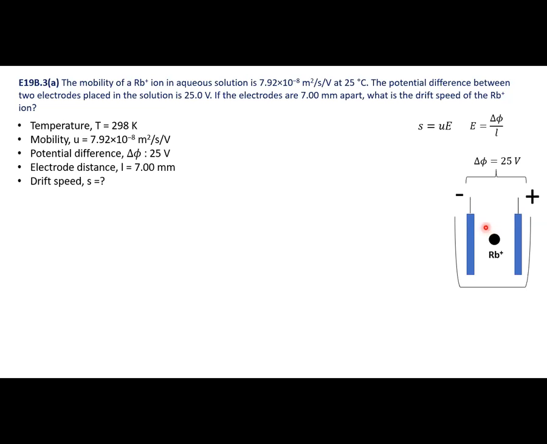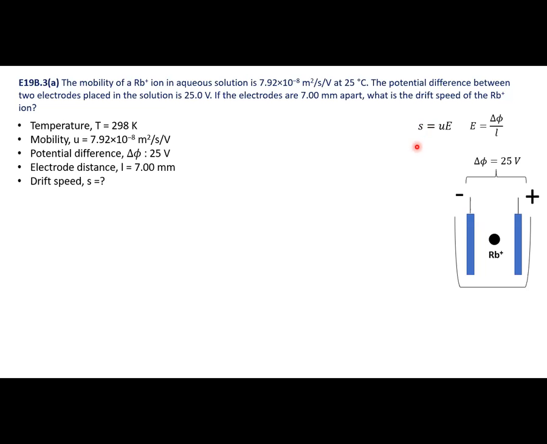So we need to calculate the drift speed. What's given in the question? 25 degrees temperature, converted to kelvins. Mobility is given. The potential difference is 25 volts. Distance between the electrodes is 7 millimeters.